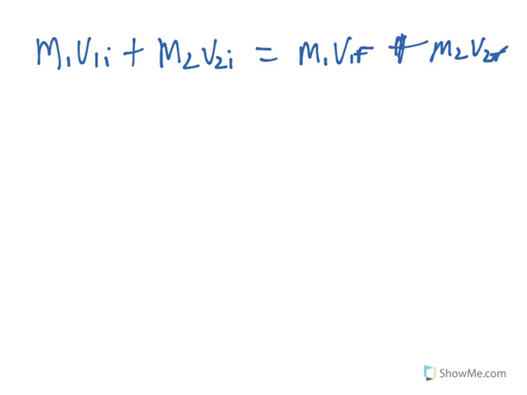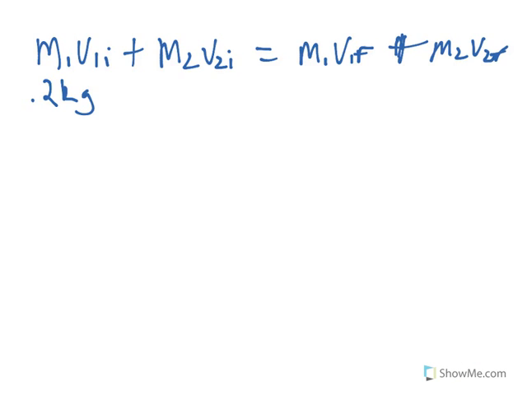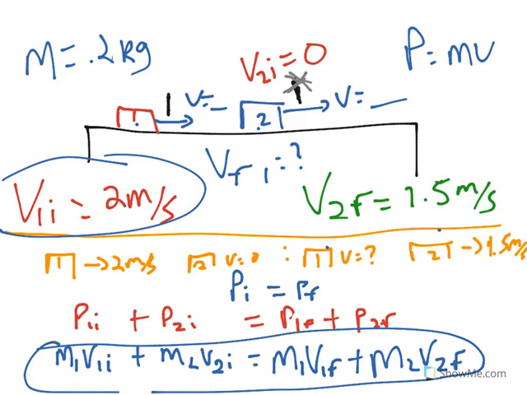Alright, let's remember what everything is. Masses were 0.2. The velocity of the first one initially that I gave you was 2 meters per second. So 0.2 times 2 meters per second plus mass 2, which was 0.2 kilograms, times 0, because it was at rest initially, equals 0.2 times the final velocity of the first one, which we don't know, so we're looking for that, plus 0.2 times 1.5 meters per second.